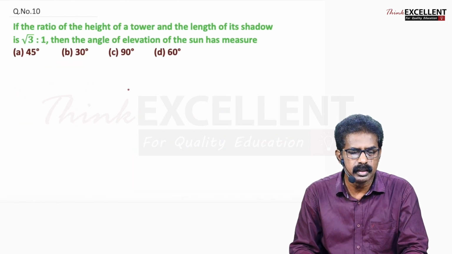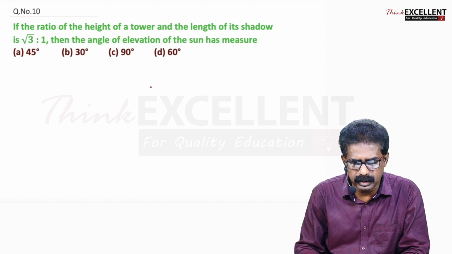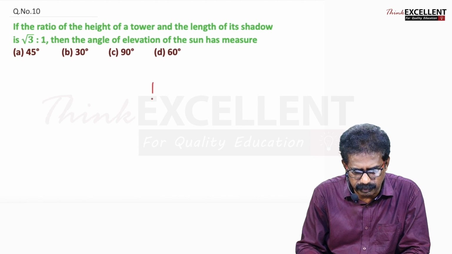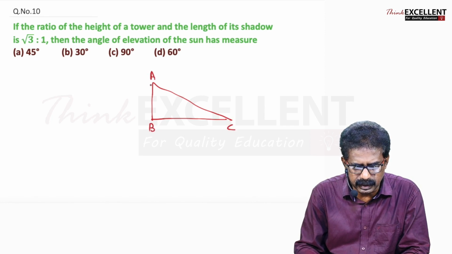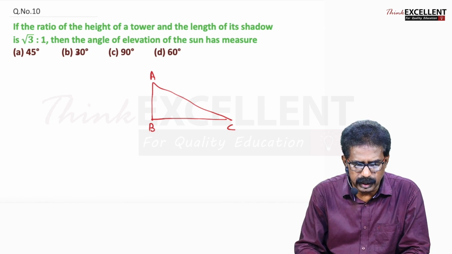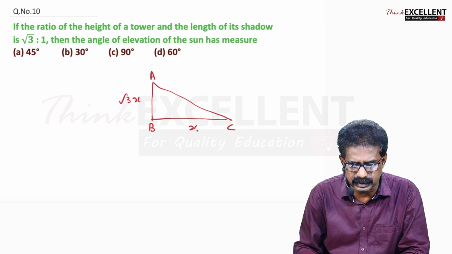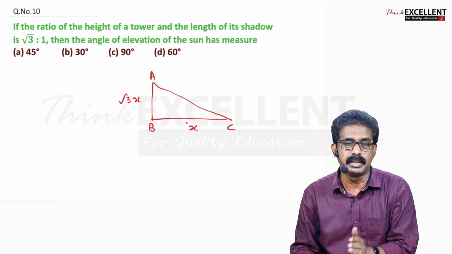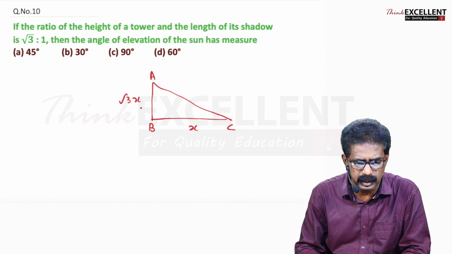See the 10th question. If the ratio of the height of the tower and the length of the shadow, you will get a right angle triangle ABC. AB is the tower, BC is its shadow, right? In the ratio root 3 is to 1, so I am taking it as root 3x and 1x. If it is in the ratio 1 is to 2, that means 1a, 2a, or 1x, 2x. Okay, so here root 3 is to 1, so one is root 3x, another one is x.